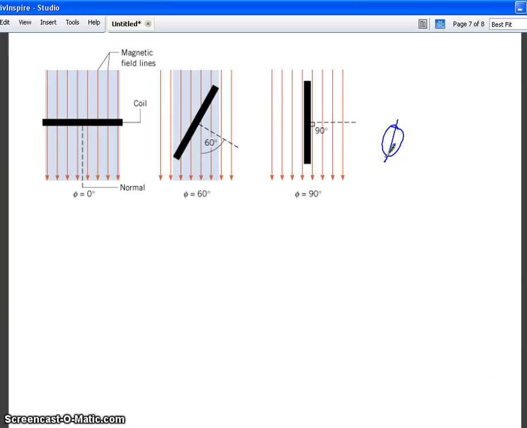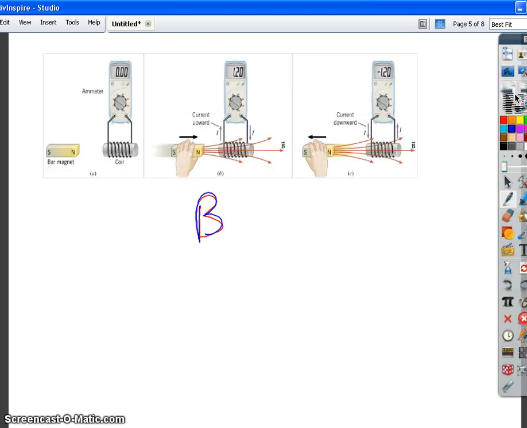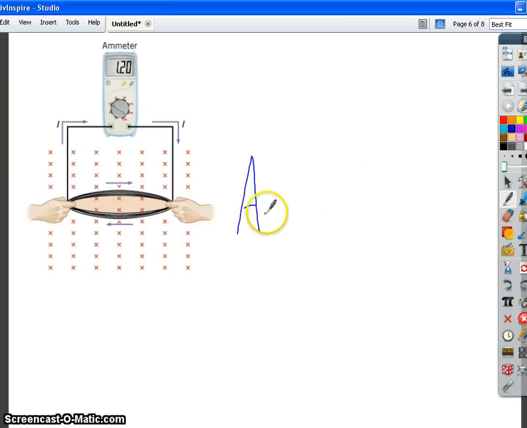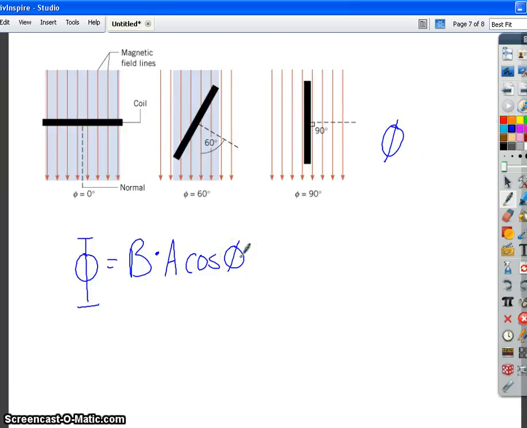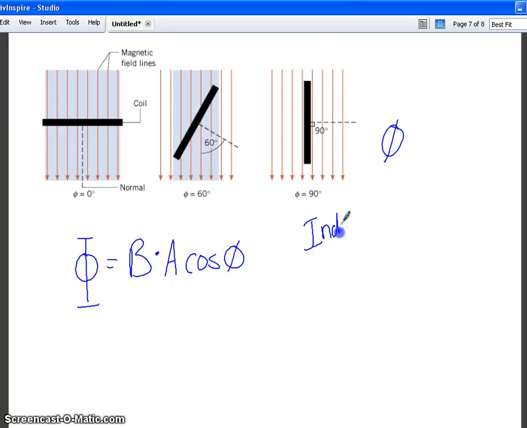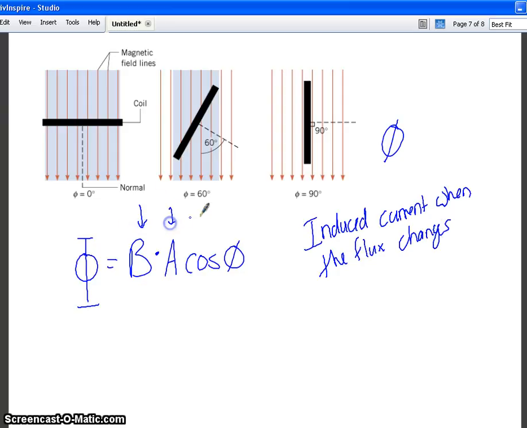Well, the formula for magnetic flux is given by the symbol phi. This is going to equal the magnetic field times the area times the cosine of the angle between them. So we talked about an induced current before. An induced current happens when the flux changes, because flux takes into consideration the magnetic field, the area, and the angle between those two.